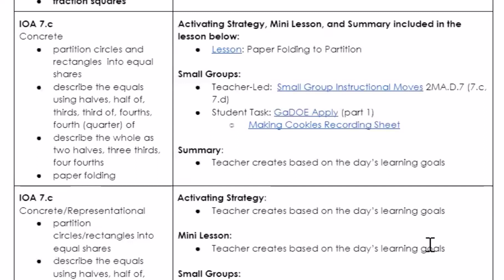It is very important that students are introduced to partitioning into equal groups on the concrete level so that they have conceptual understanding and they will better be prepared for the work that they will be doing later on with fractions.